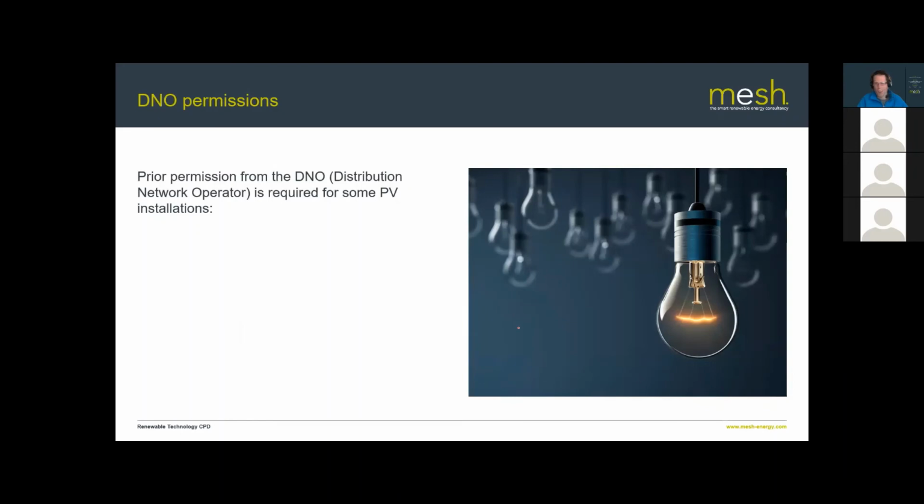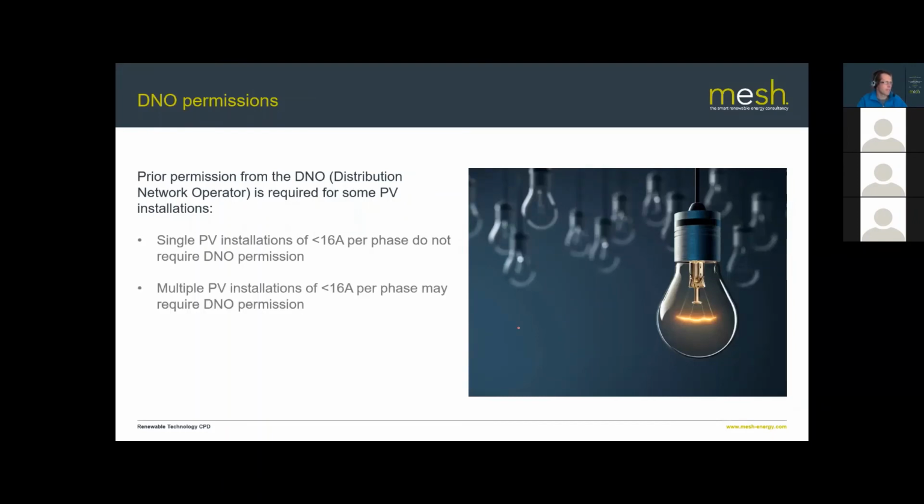So that kind of covers the investment cost part. I'm sure there'll be more questions on that as we go through, but we'll just talk a little bit about DNO permissions. So DNO permissions, that's the distribution network operator permissions. If you're installing a system of greater than 16 amps per phase, then you don't require DNO permission. Basically, for anything else, you will do.